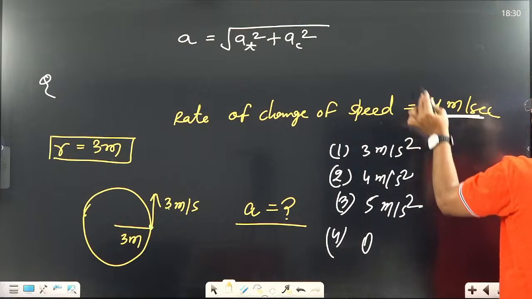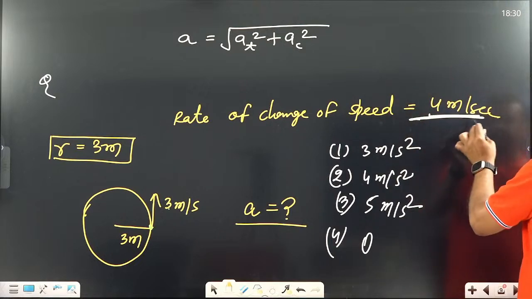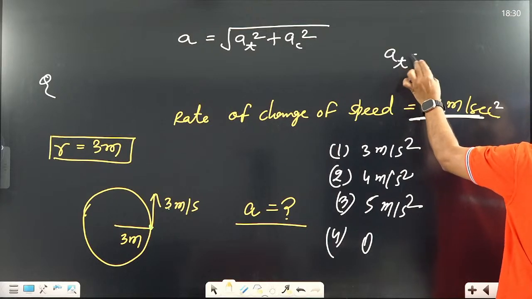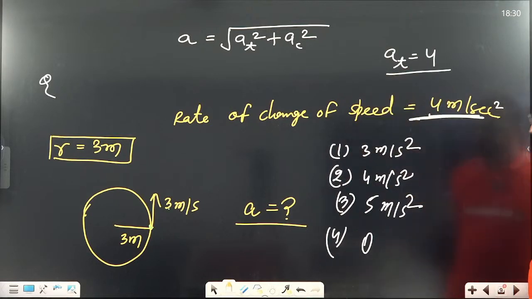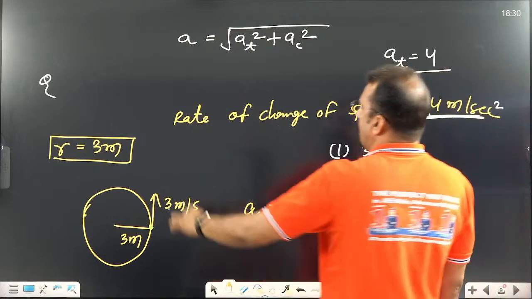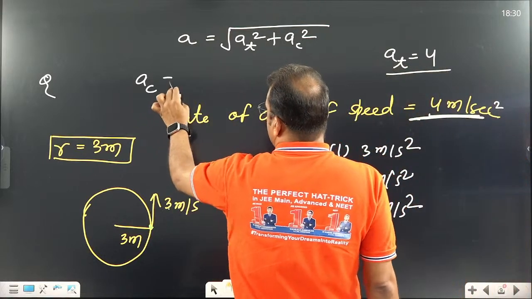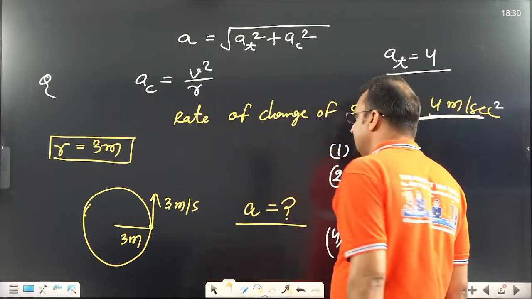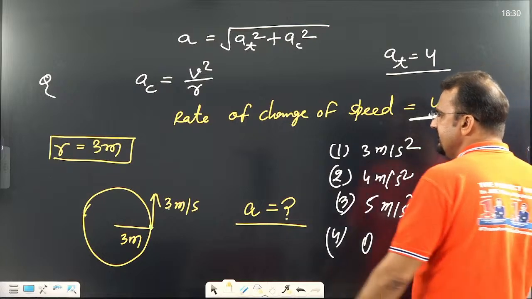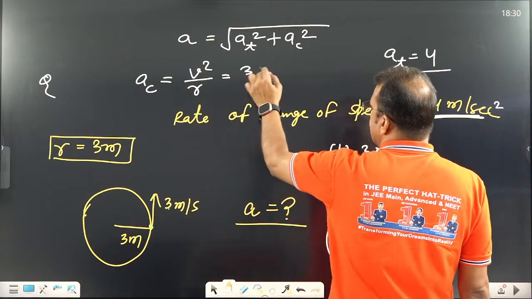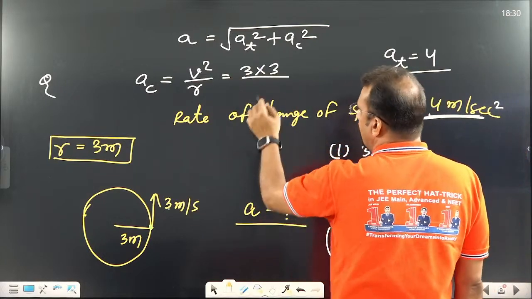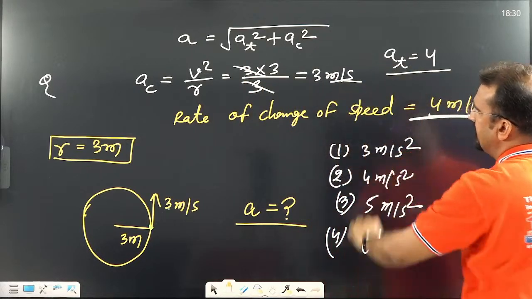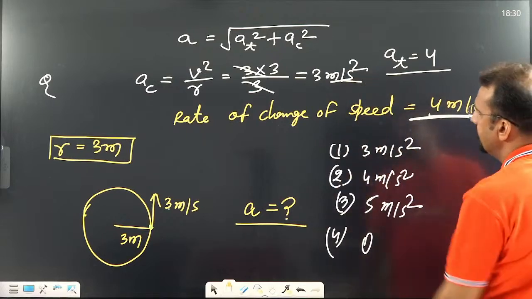See, AT is directly given, because the rate of change of speed is 4 meter per second square, so AT is 4, that is given. And AC you can calculate. How to calculate AC? AC formula is V square divided by R. V is given as 3 meter per second, so this is 3 into 3 divided by R, which is 3. 3 cancels. So this is 3 meter per second square. This is the acceleration AC.